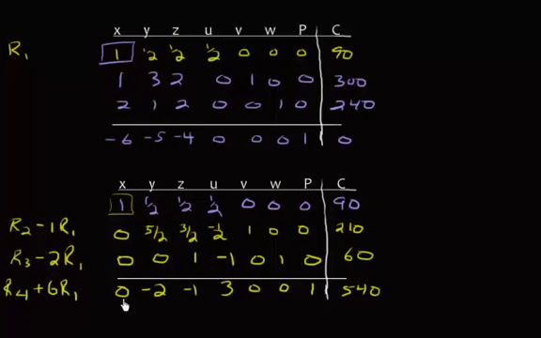We now scan through the bottom row to see if we have any negatives. And we do. We have 2 negatives here. So which one is our largest negative? That would be the negative 2. So that has to be our pivot column.